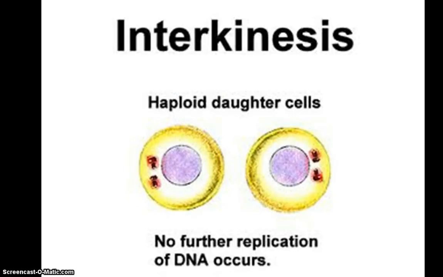And then finally we have interkinesis. The big thing to remember here for interkinesis is that we end up with haploid daughter cells. So we end up with 2 of them. There's no further replication of the DNA. And the other big thing to remember here is we're only halfway through. There's one more step, but halfway through, we've got 2 daughter cells that have half the amount of DNA, and they're genetically different from the parent cells.